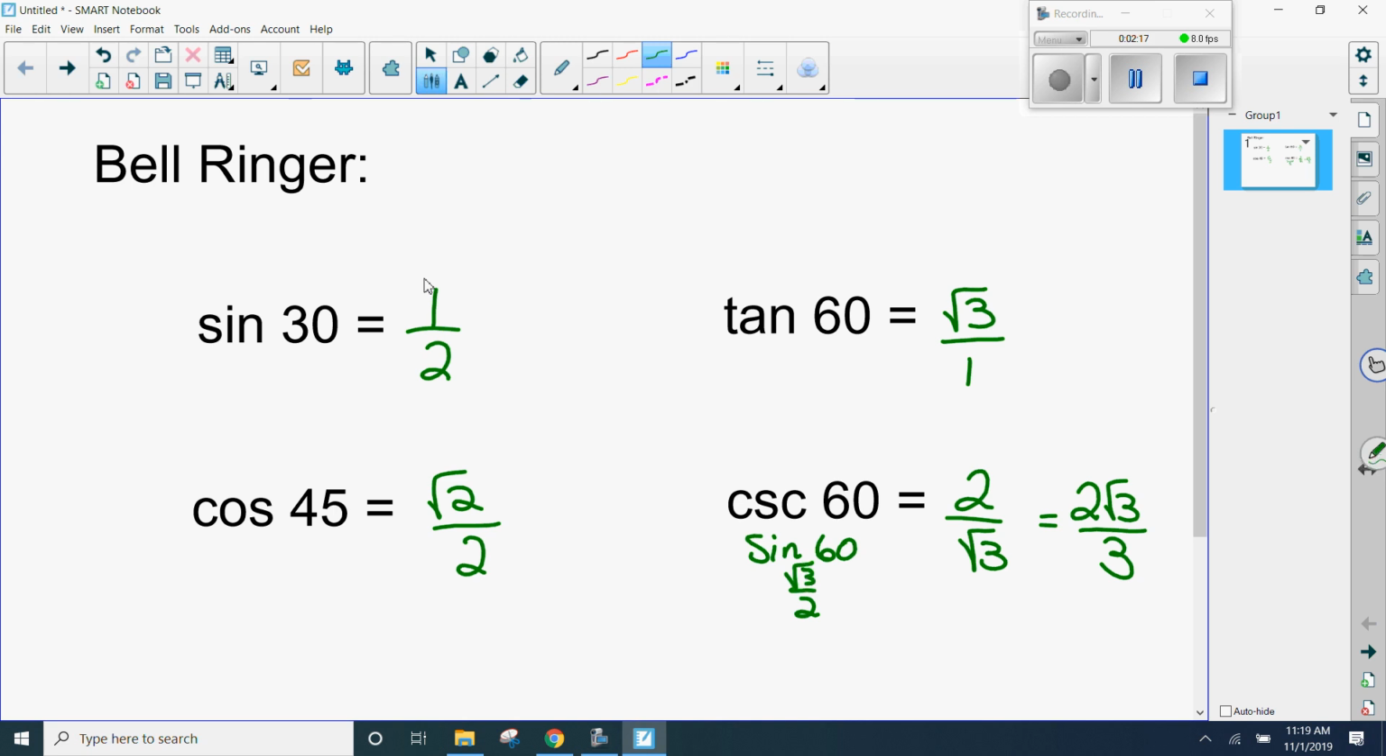The top value, the sine of 60 degrees is what? Radical 3 over 2. What's the cosine of 60? 1/2. What's the tangent of 60? Radical 3. What is the cosecant of 60 degrees? 2 over radical 3, that's the same thing as 2 radical 3 over 3. What is the secant of 60 degrees? 2 over radical 1, the square root of 1 is 1, so it just ends up being 2. And what about the cotangent of 60 degrees?